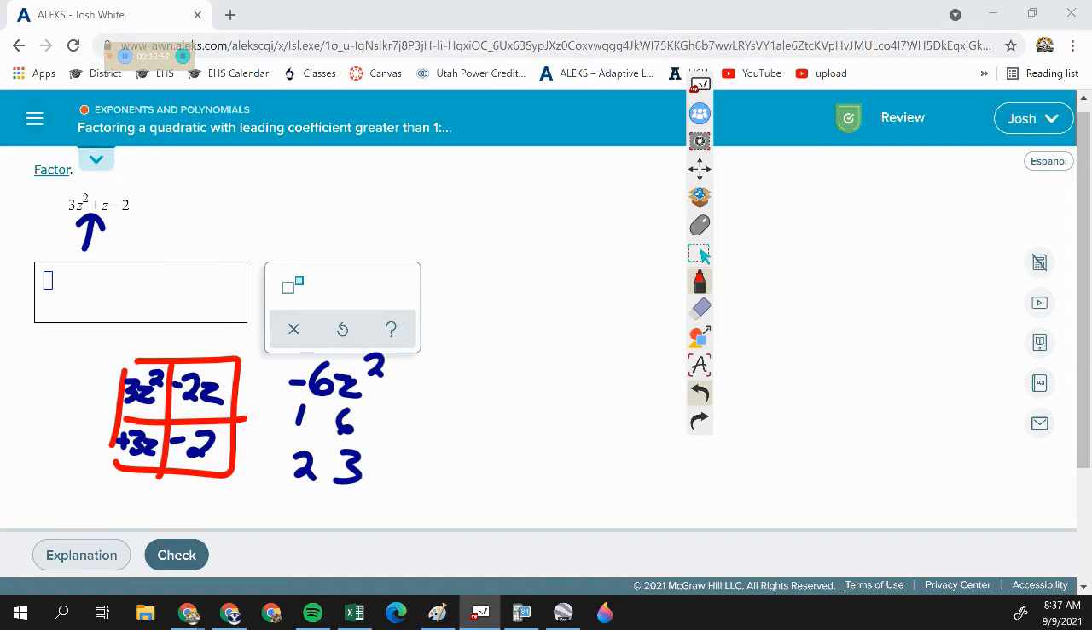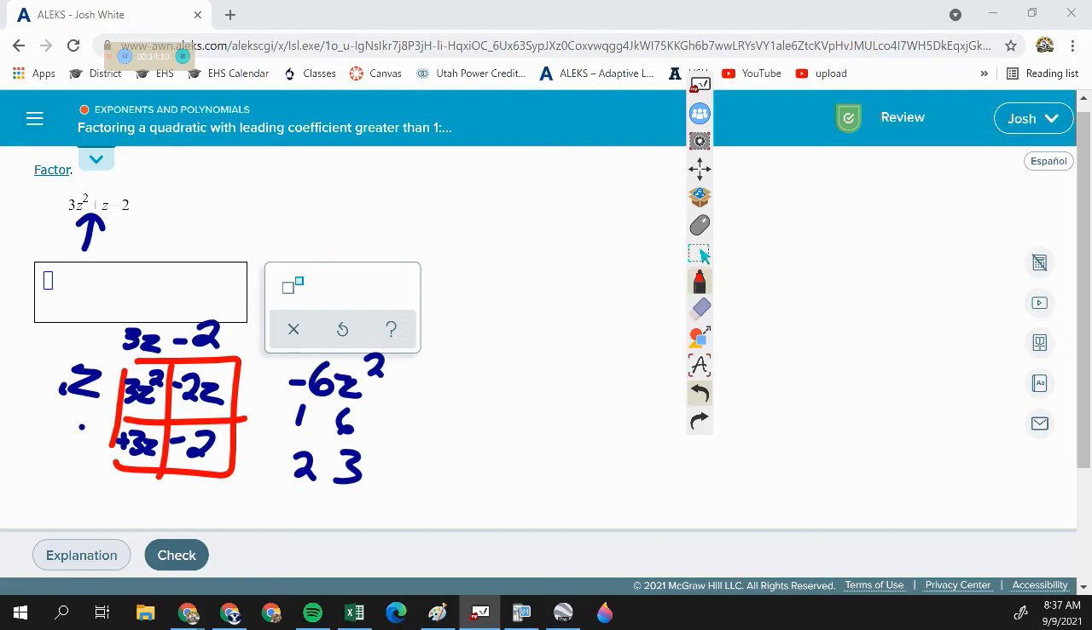Okay. Now look at the top row. What does the top row have in common? A z. So I'm going to pull out a z. And then I'm going to use that z to fill in all the other blank spaces. If I take a z out of this first one, I'm left with 3z. If I take a z out of the second one, I'm left with negative 2.